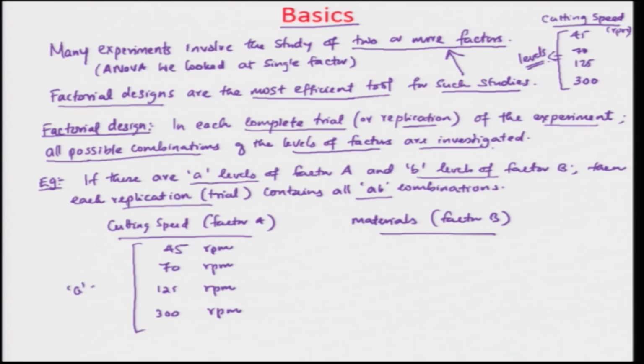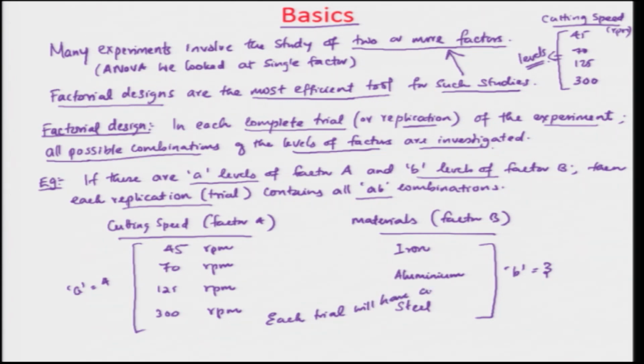So these are the 4 levels, A is equal to 4. Let us say materials are iron, aluminum and steel, let us say 3 things. Then the number of levels of factor B is equal to 3. So each trial of the experiment will have AB, which is 12 combinations. So AB is 12 in our case, and we will be able to test all the possible 12 combinations of these factors.